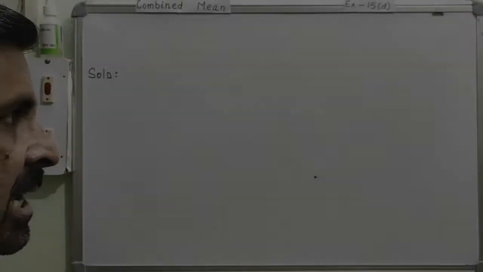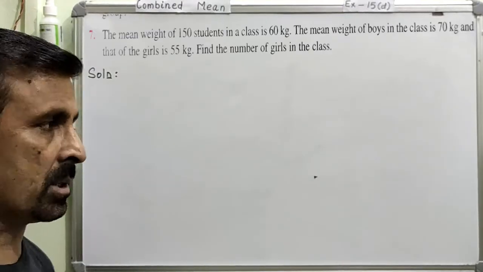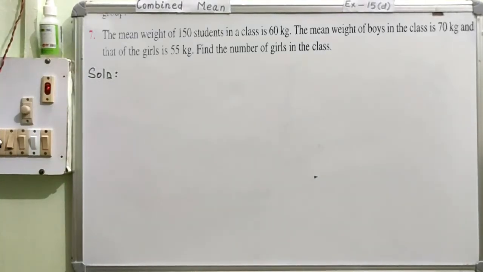Thank you. Let us take question number 7. Let us see what the question says. Please look at the question. The mean weight of 150 students in a class is 60 kg. The mean weight of boys in the class is 70 kg, and that of the girls is 55 kg. Find the number of girls in the class.